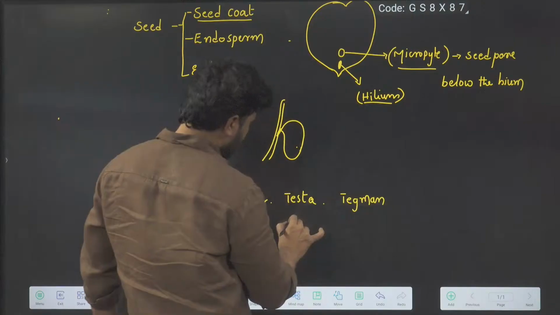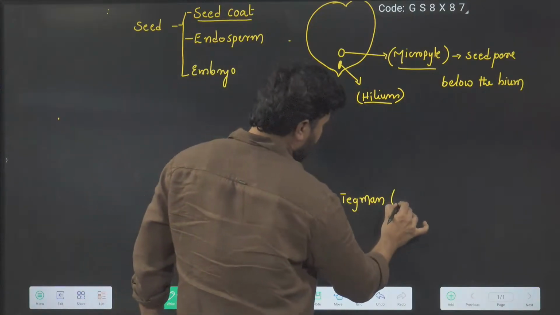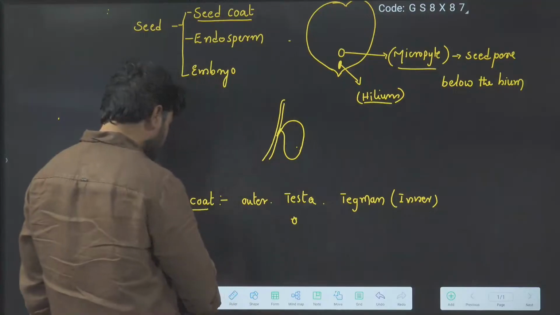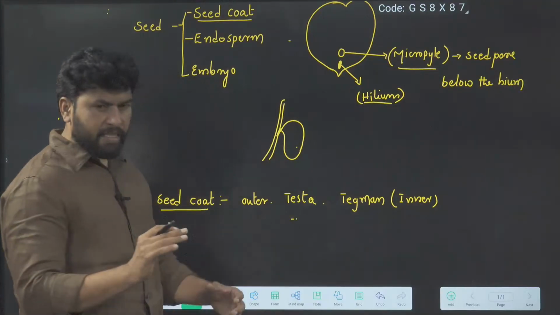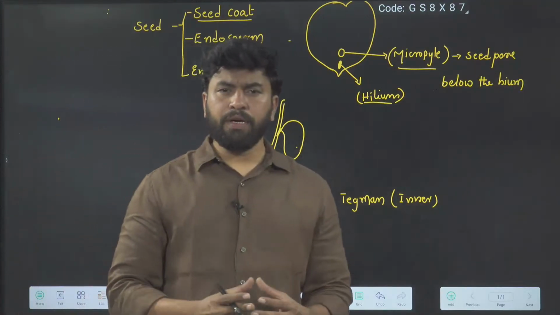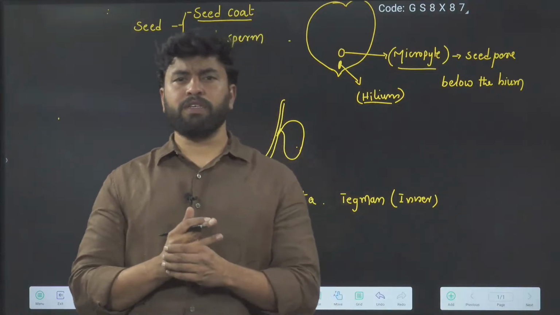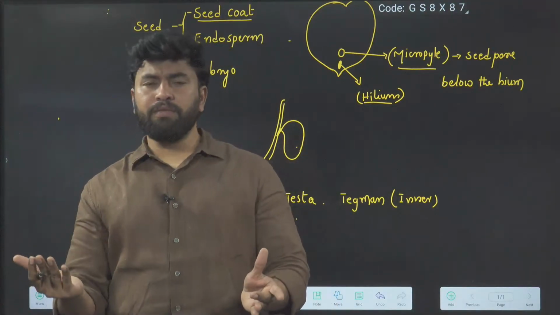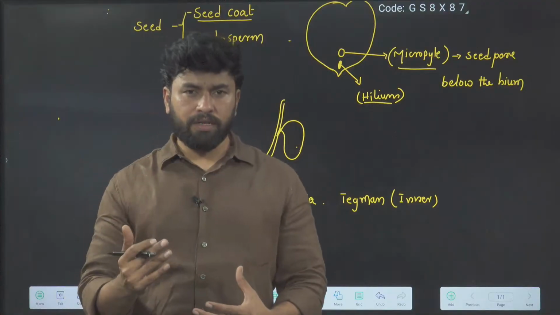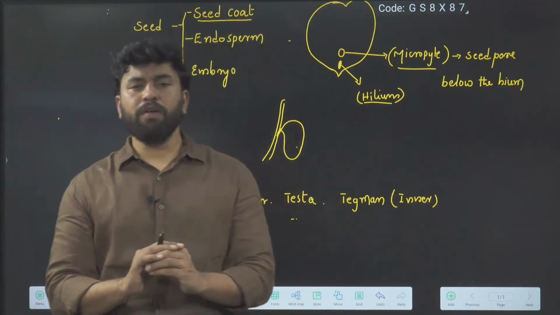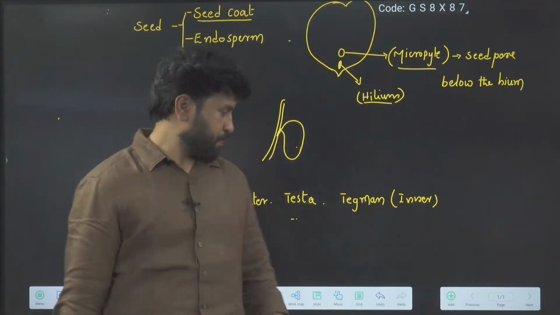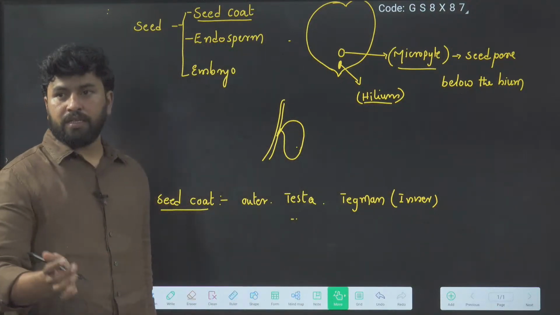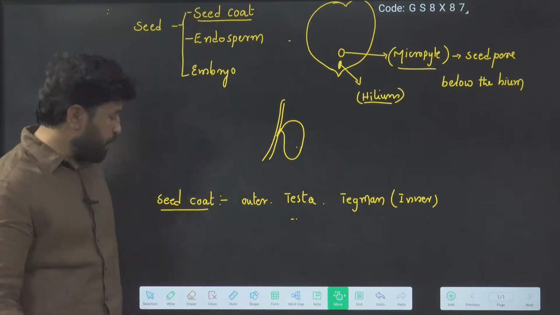Tegmen, the outer one, and the inner one is called tegmen. Anyhow, a typical angiospermic ovule possesses two integuments. The outer integument will be converted into the testa after fertilization. The inner one will be converted into the tegmen. That's about the seed coat. We will discuss further details in sexual reproduction in flowering plants.